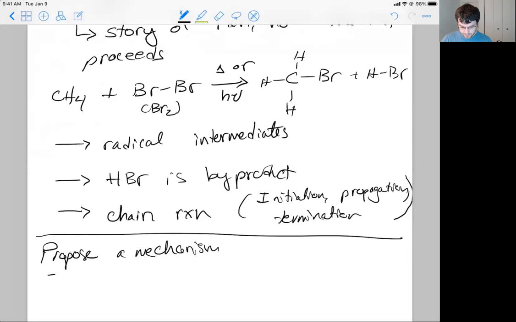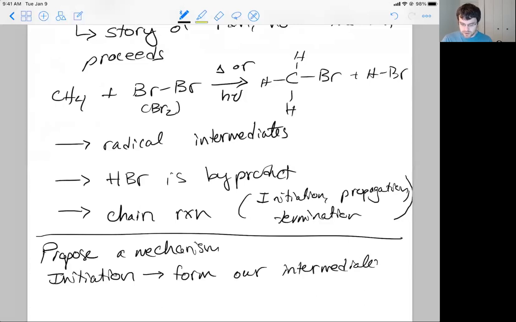So any chain reaction needs to start with an initiation step. And the initiation step allows us to form our intermediates. So we're going to take our starting materials and go into the intermediates. In this case, because it's a free radical process, we'll go from a situation where we have no intermediates to a situation where we have a few intermediates.